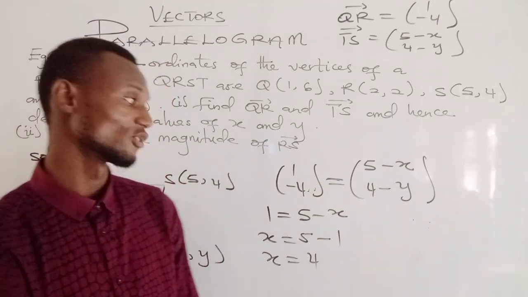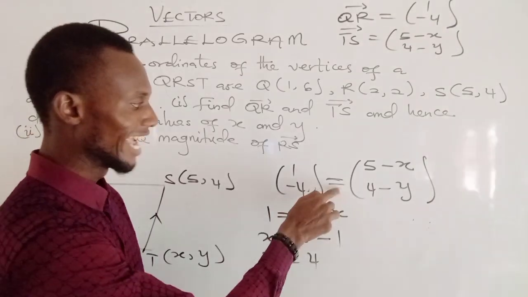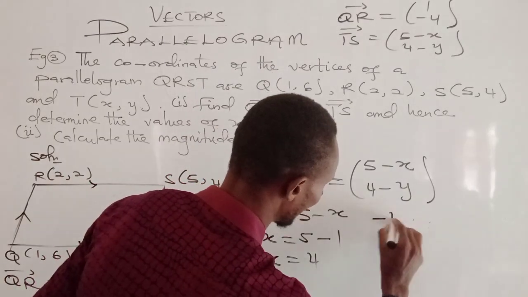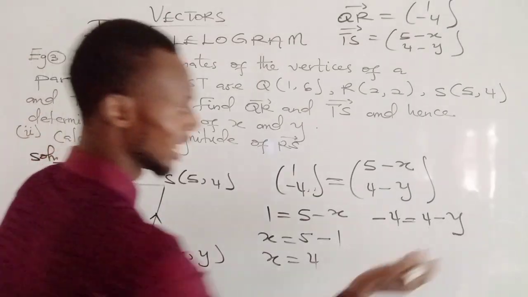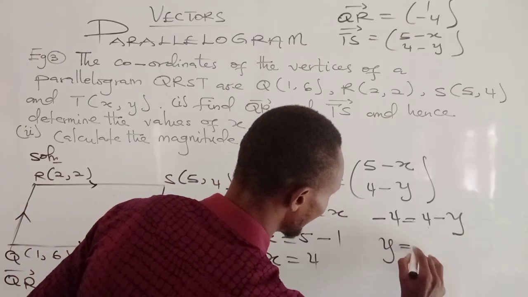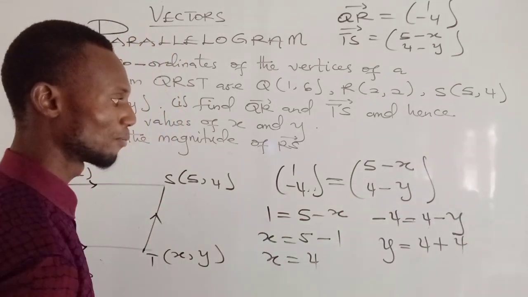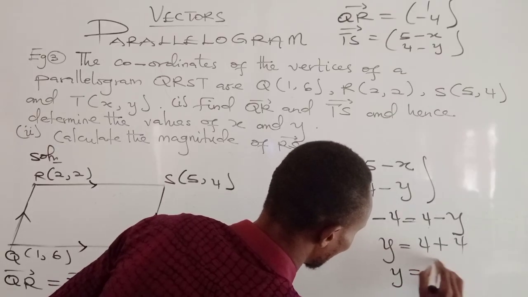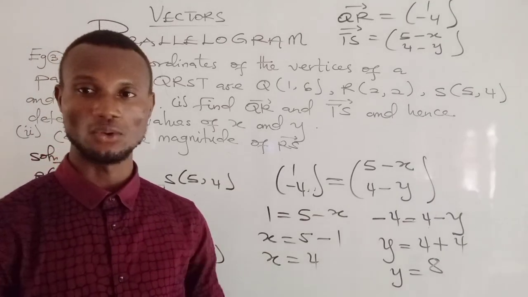I'm going to do the same thing to find the value of y as well. I'm going to take my minus 4 and equate it to the 4 minus y. So again, my minus 4 is equal to 4 minus y. I'll let my negative y cross the equal sign to this side so that it becomes positive. So my y will be equal to 4 plus 4. This is negative 4, and when it goes there, it becomes positive. So I'll have that my y will be equal to 4 plus 4, which gives 8. So I have that my s is equal to 4 and my y is equal to 8.